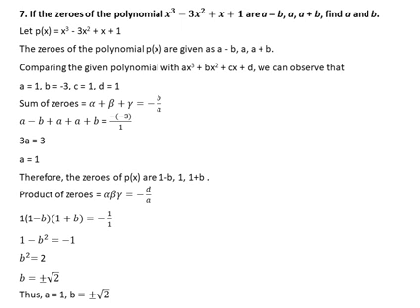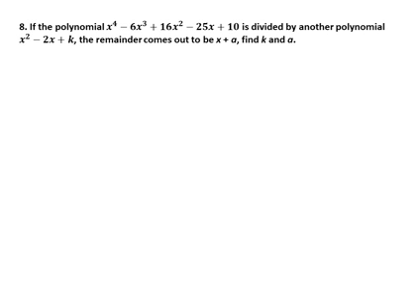Eighth sum. If the polynomial x power of 4 minus 6x cube plus 16x square minus 25x plus 10 is divided by another polynomial x square minus 2x plus k, the remainder comes out to be x plus a, find k and a. Already we have seen a similar sum in exercise 2.3. Here we are dividing the polynomial by another polynomial. Okay, it is not dividing exactly. So we are getting a remainder of x plus a.